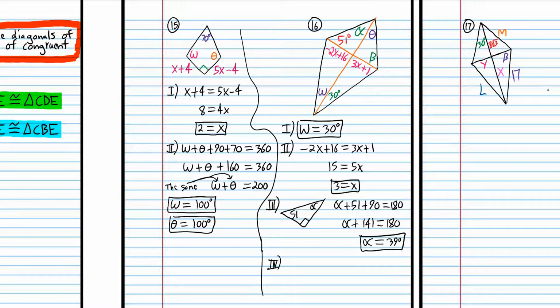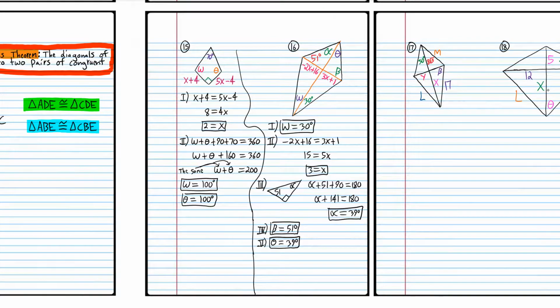Let's see here. So now we know that these two triangles are the same triangles. So that means that beta must be 51. And theta must be 39 degrees. So we should have 1, 2, 3, 4, 5 variables. So if you got those answers, good job. If you didn't, that's okay. Just go back and figure out what you did wrong.